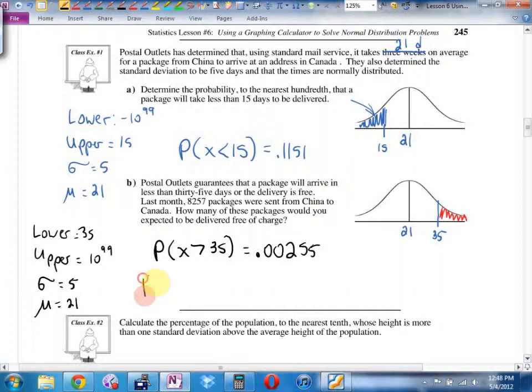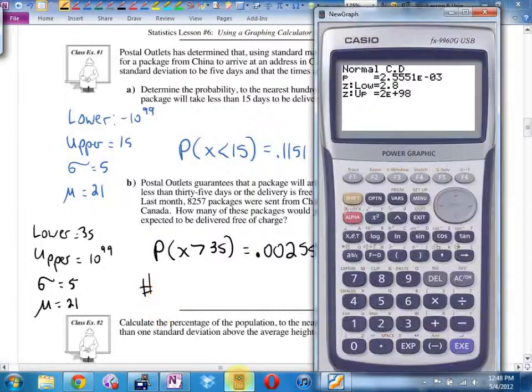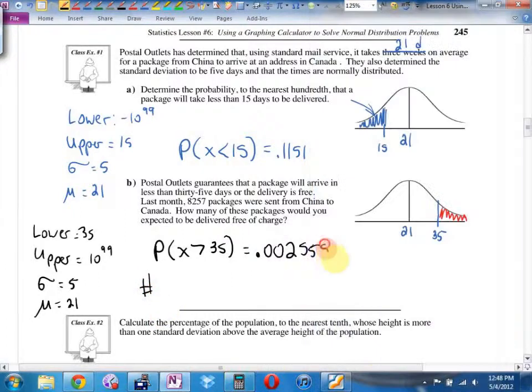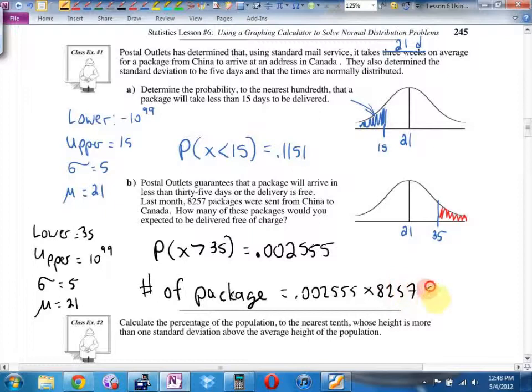So, the number of packages is going to be 0.002555 times 8,257. How many packages?